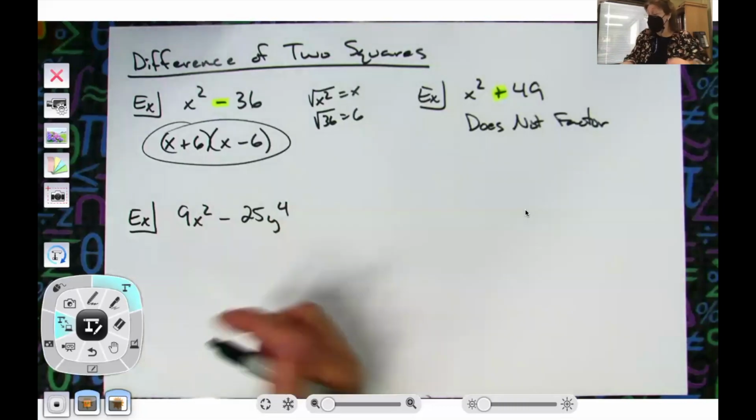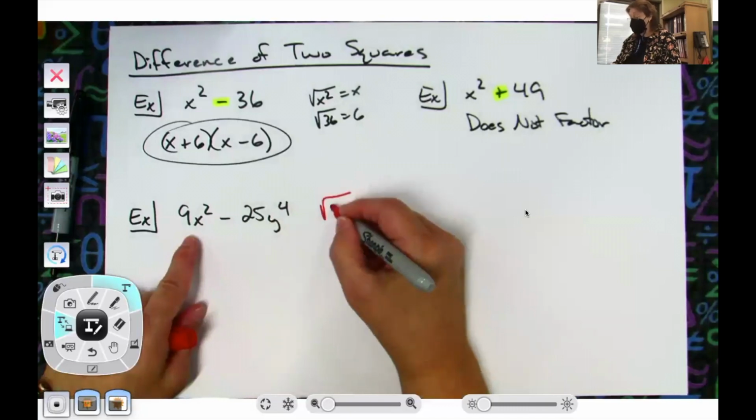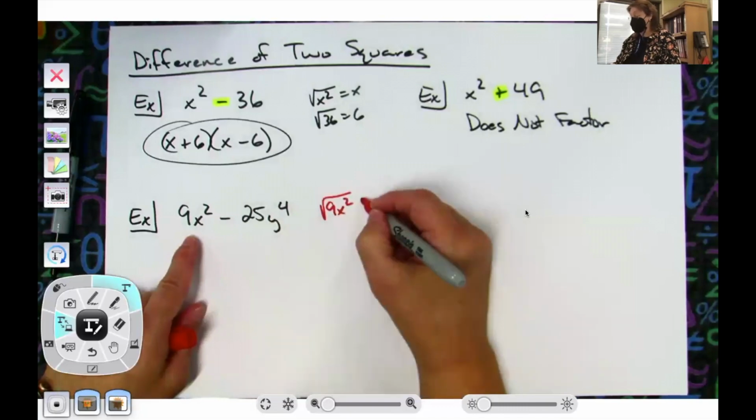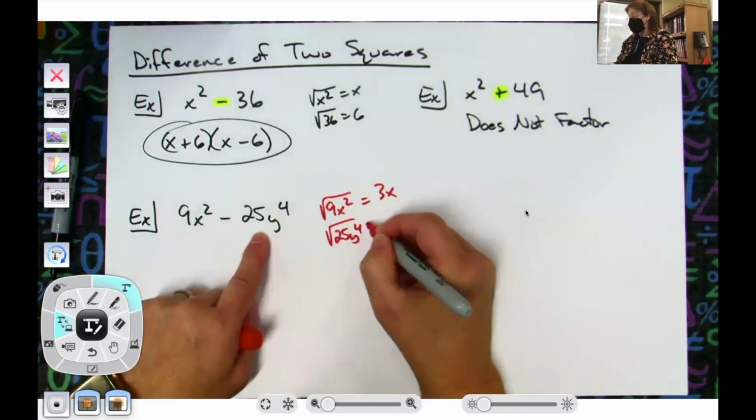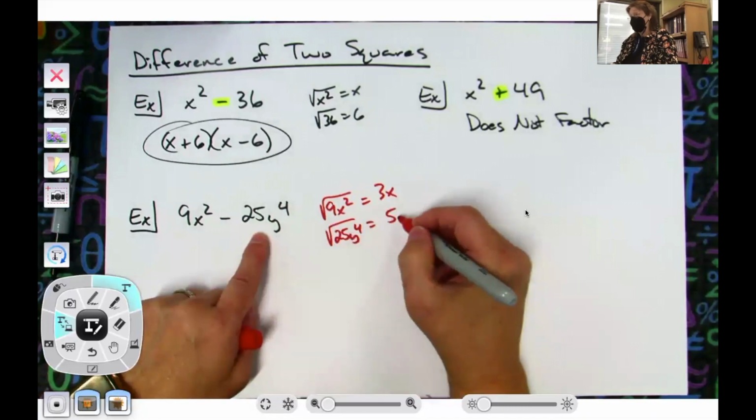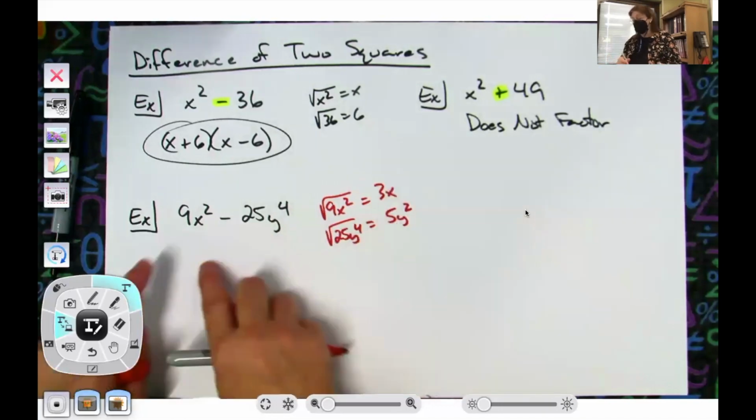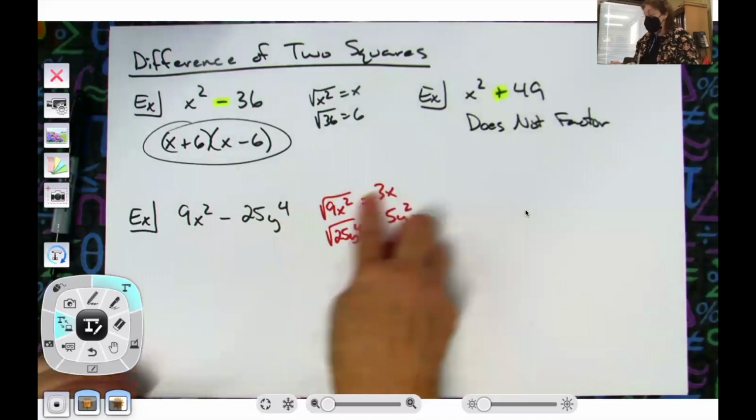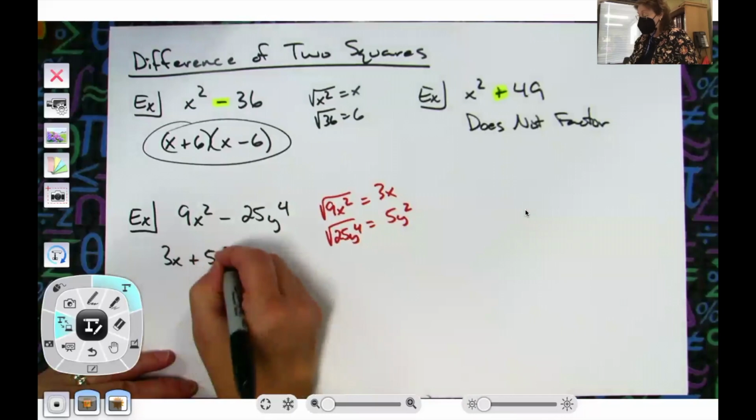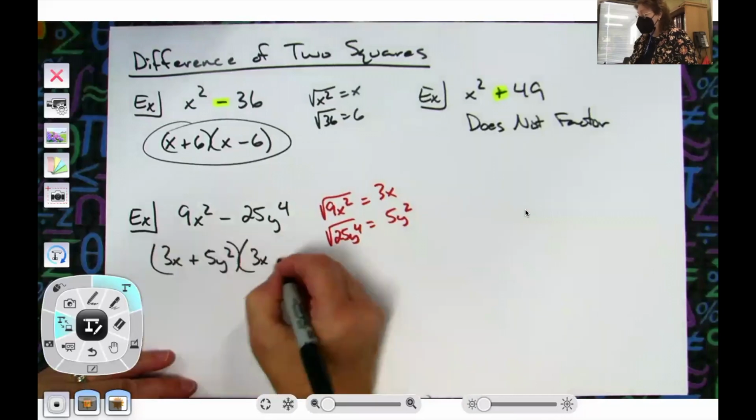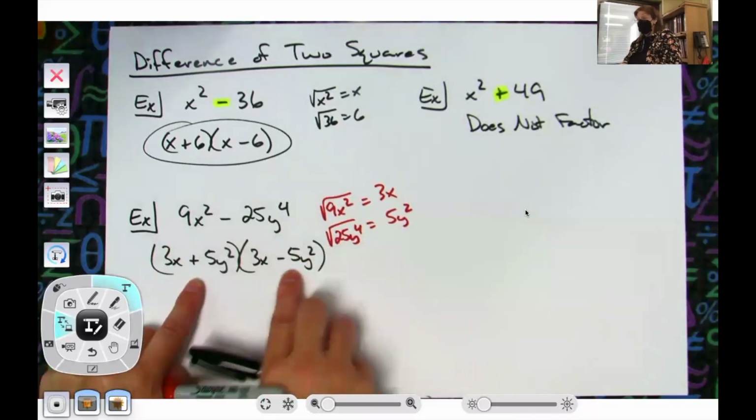Like I said, you would do this in your head. I would not expect you to write this down, but you're going to look at the square root of 9x squared. That's going to give you a 3x. You're going to look at the square root of that 25y to the 4th. It's going to be 5y squared. Those are your two numbers that you're going to use in your answer. I want you to do that in your head. So 3x plus 5y squared, and then 3x minus 5y squared. And then look at them, because technically this could be the difference of two squares again.